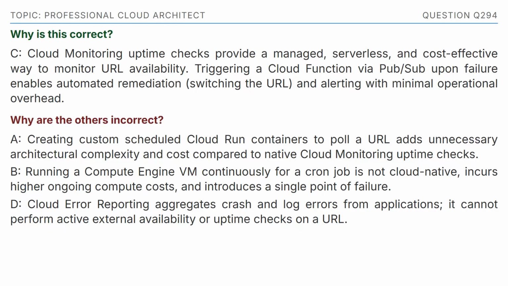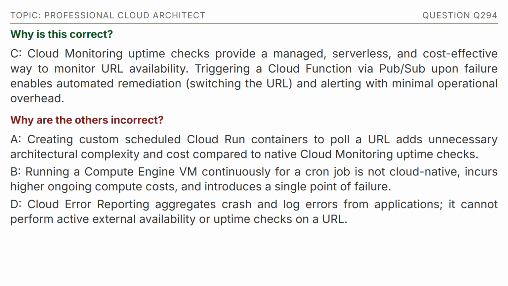Why is this correct? C. Cloud Monitoring uptime checks provide a managed, serverless, and cost-effective way to monitor URL availability. Triggering a Cloud Function via Pub/Sub upon failure enables automated remediation, switching the URL, and alerting with minimal operational overhead.